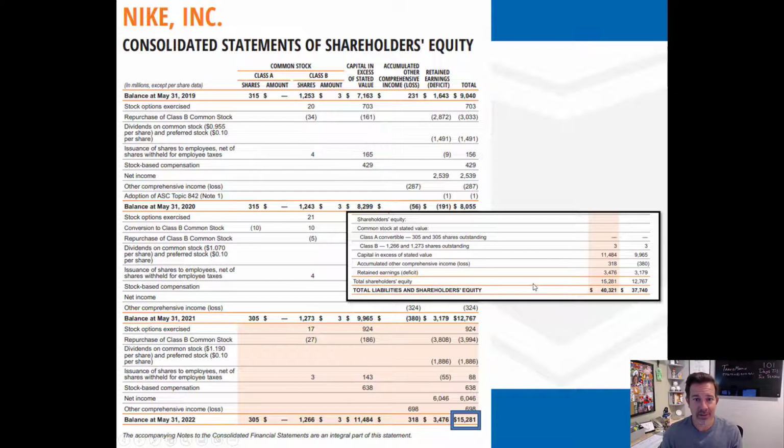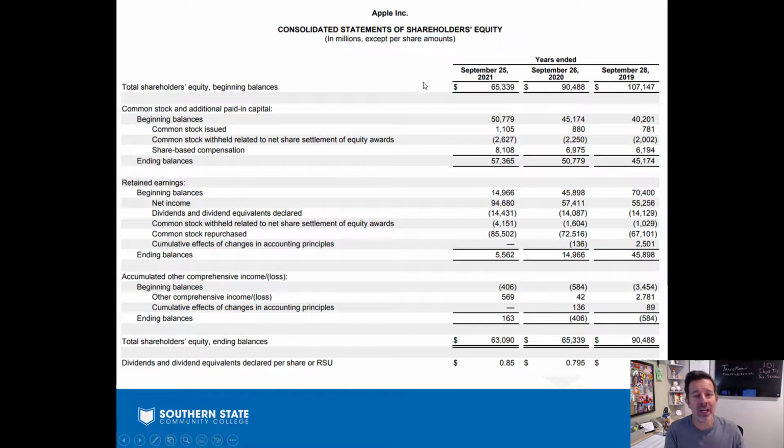As I promised you, that ties into your balance sheet, right? Here's the balance sheet for Nike. Shareholders' equity, total shareholders' equity, $15.2 billion, ties right in. Retained earnings, ties right in. Accumulated other comprehensive income, ties right in. So that's the game we're playing. It's a long statement. It has a lot going on. The goal of that statement is to show a reader how everything in equity changed during the year.